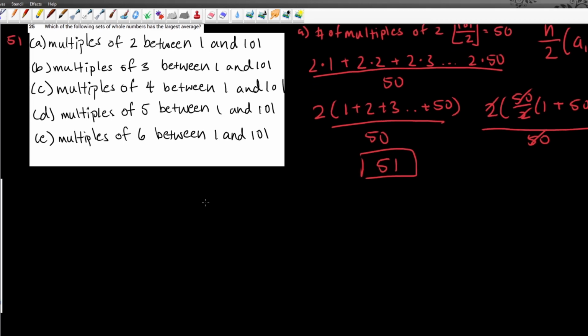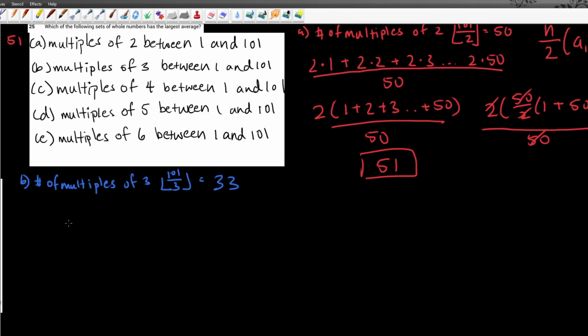So now we can do B. It's the same process here. So it's number of multiples of 3. So it will be 101 divided by 3. We take the floor of that. This will be equal to 33.